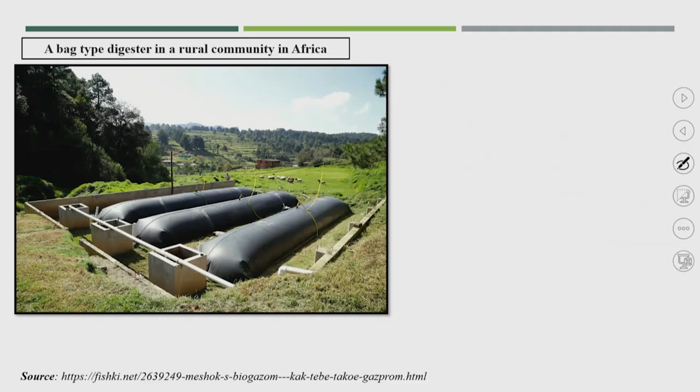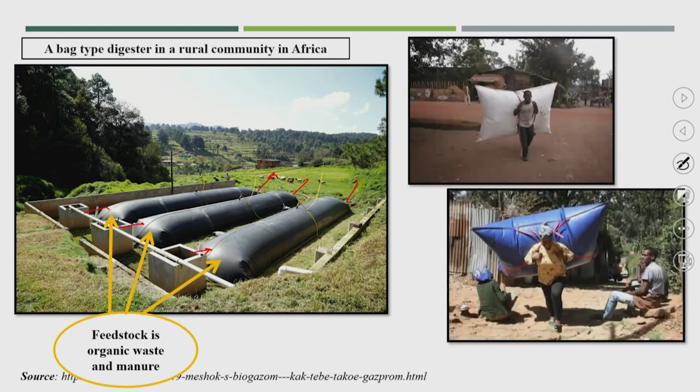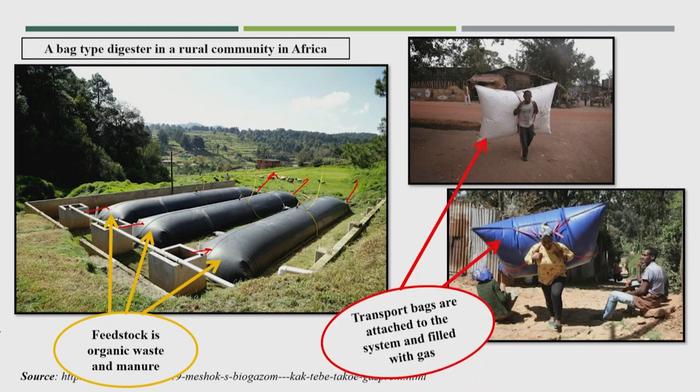Half is underground, that is for the fermentation process, and half is on top of the surface. These are the inlet pipes, and the outlet goes directly to the field. You can see that this kind of balloon digester can be easily relocated. So, the transport bags are attached to the system and filled with the gas.